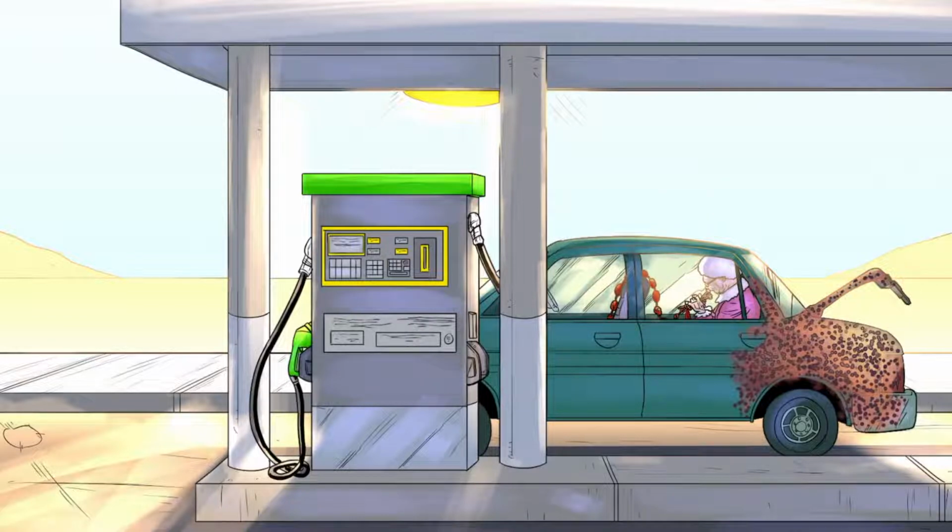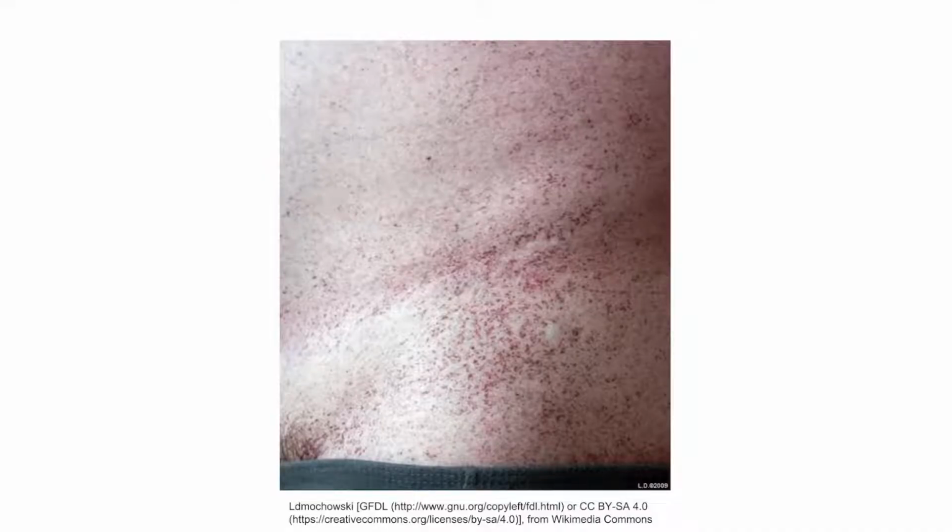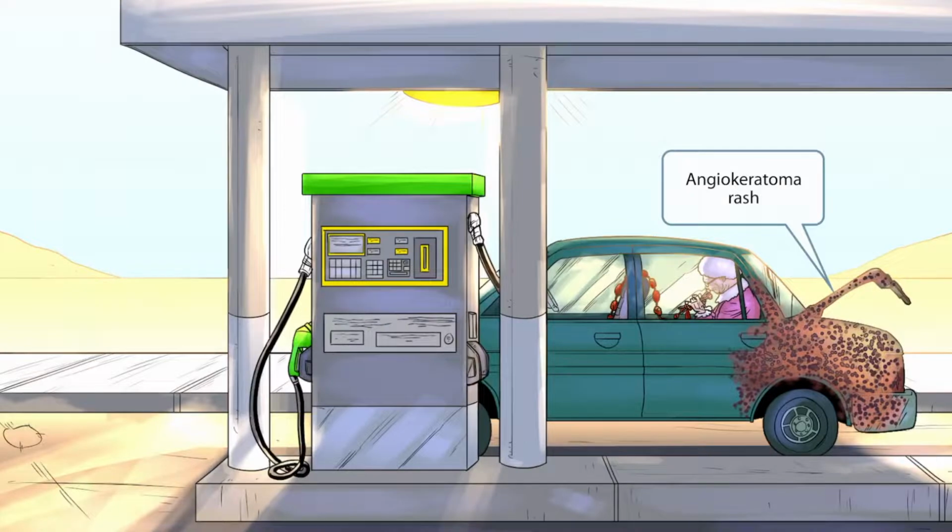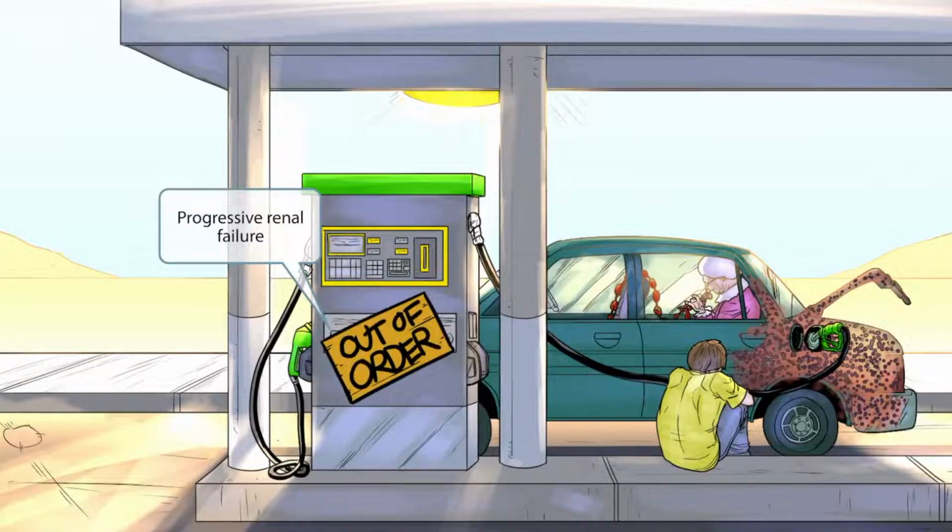Notice that the car has a bunch of interesting-looking rust spots on it. In fact, the rusted spots actually resemble an angiokeratoma rash. This is a picture of an angiokeratoma rash. Notice all of the little hemorrhagic spots. So the rusted chipped paint on the car should help you remember that another clinical feature of Fabry disease is an angiokeratoma rash.